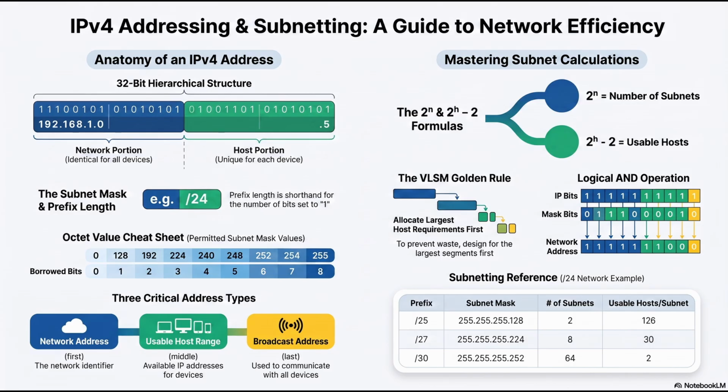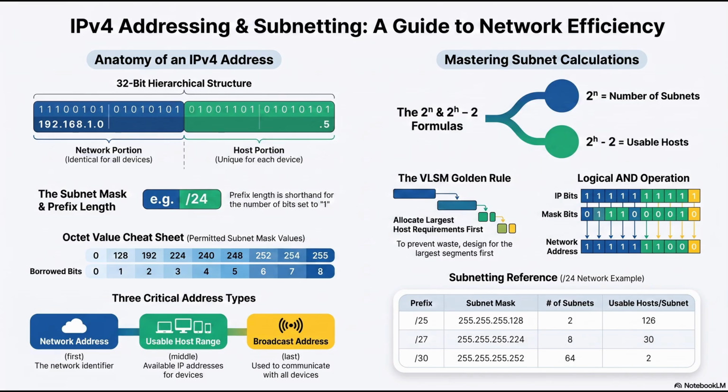Correct. The source provides a fantastic real-world scale of how powerful this bit borrowing can be, actually. Oh yeah, the ISP example. Right. Imagine an internet service provider is handed a massive, private, 10.0.0.0 network with a /8 prefix. They decide to borrow 10 bits, changing that /8 into a /18 prefix.